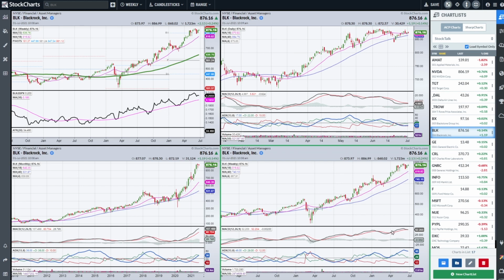The other thing I'd look for is signs of momentum divergence. Neither one of those are in place. So right now, using the 18 as sort of a mental stop point, I think, is a good way to look at this chart right now.